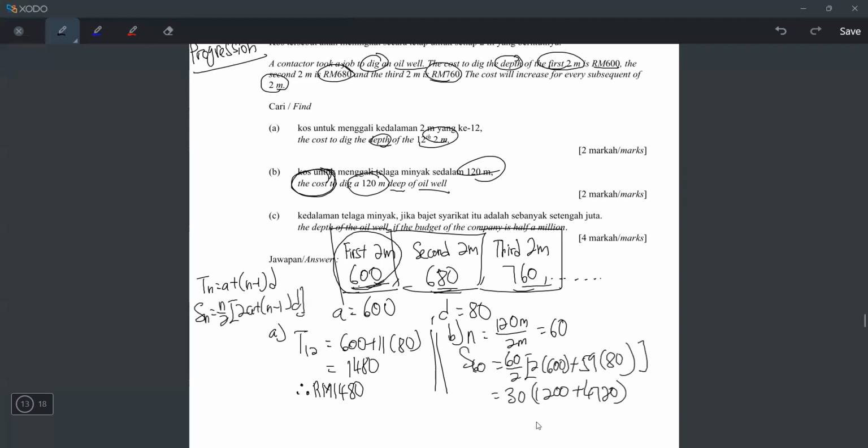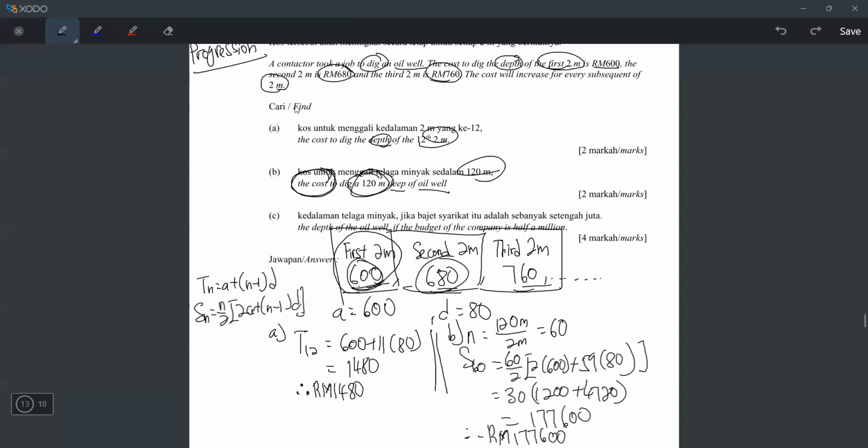So now I can just press the whole thing, 4720 plus 1200, and then times 330. Okay, 177600. So the total cost is RM 177,600. It means if I want the person to dig a 120-meter oil well, I have to pay this amount, which is 600 plus 680 plus 760 until the 60th term.